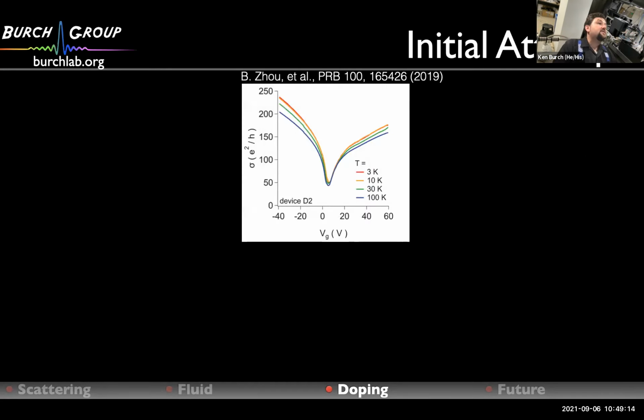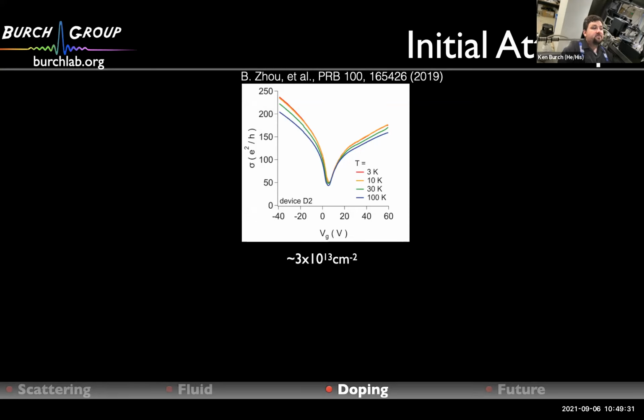Okay, so to be fair, we were not the first to think of this. Erik Henriksen's group took ruthenium chloride and plopped it down on graphene, measured the transport, and saw very large conductances on the order of 200 e squared over h. And yet when he gated, he would still see this Dirac minimum, okay?